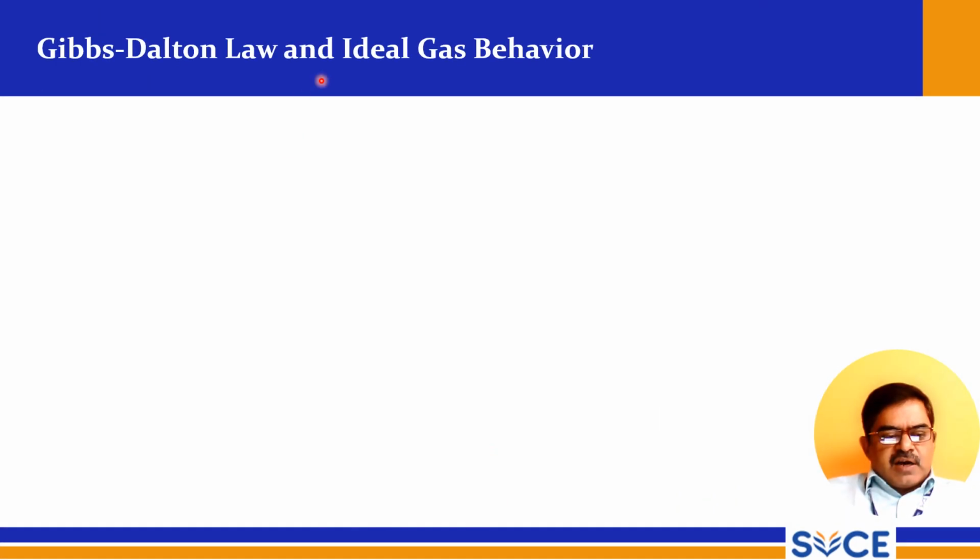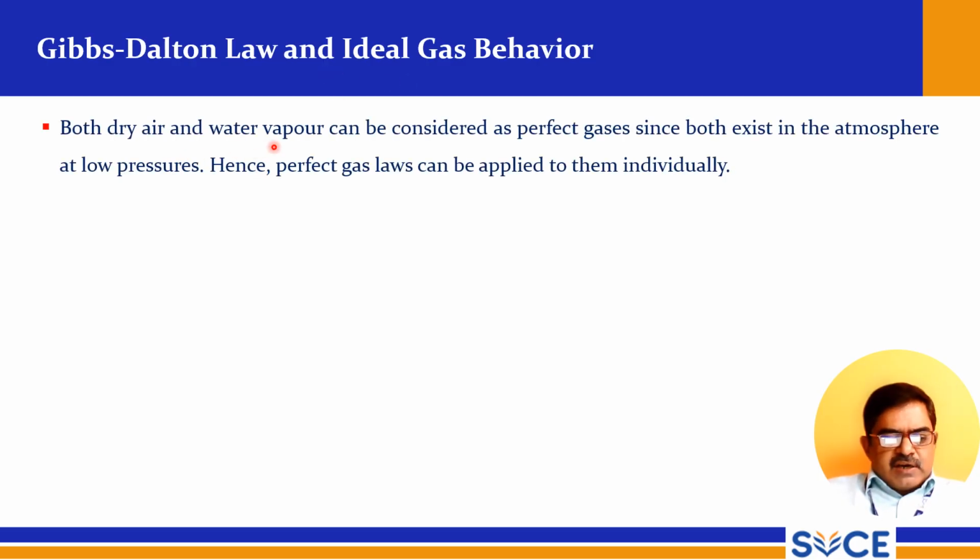So Gibbs-Dalton law and ideal gas behavior. Here both dry air and water vapor can be considered as perfect gases. This is what we have seen in the earlier session, and both are considered as perfect gases since both exist in the atmosphere at low pressures. Hence, perfect gas laws can be applied to them individually, for both gases.